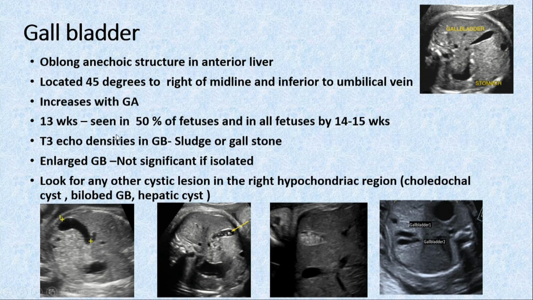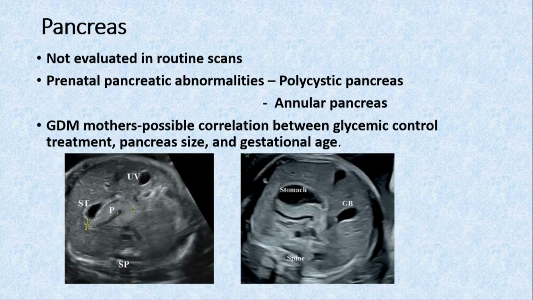The other problem we see is an enlarged gallbladder. If we see a very enlarged gallbladder, then we have to evaluate the fetus in great detail. If it is only an isolated enlarged gallbladder, then it is nothing to be worried about. It is a normal thing. But if it is associated with an abnormality, then definitely we have to evaluate for the same. In the third trimester, gallbladder sludge and stones are also very common, and usually they disappear on their own postnatally and cause not much problem in the fetus. We also have to look for other cystic lesions in the right hypochondrium, like the choledochal cyst, bilobed gallbladder and the hepatic cyst.